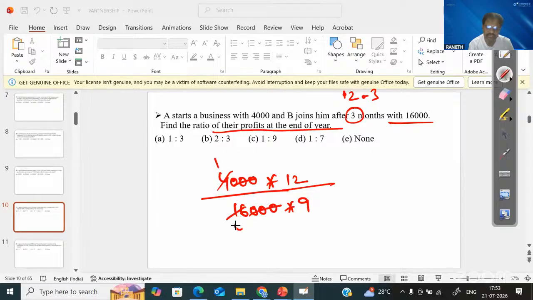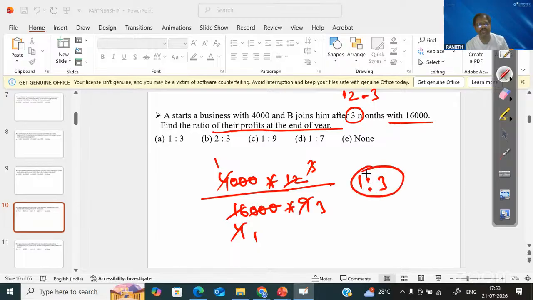4 ones are 4, 4 fours are 16; 4 ones are 4, 4 threes are 12. So the profit ratio at the end of the year equals 1 is to 3.